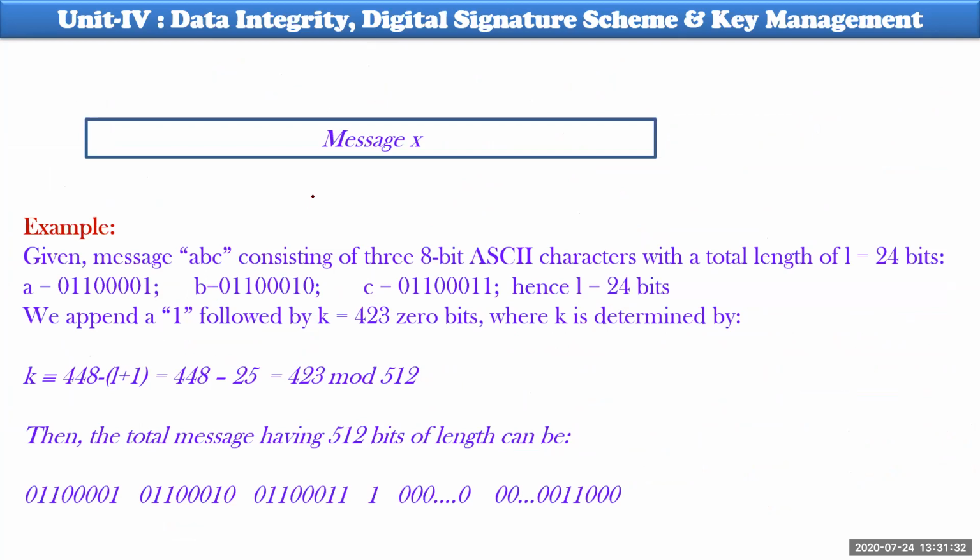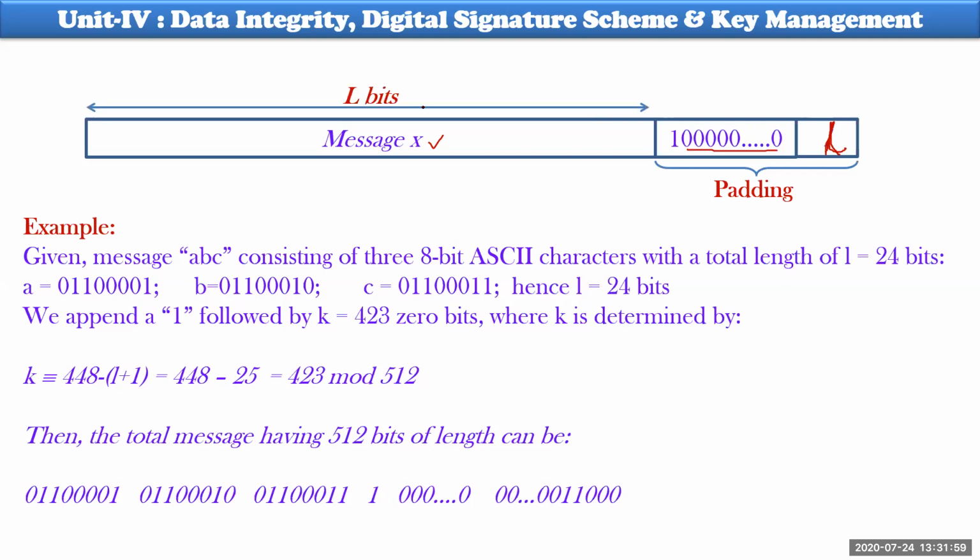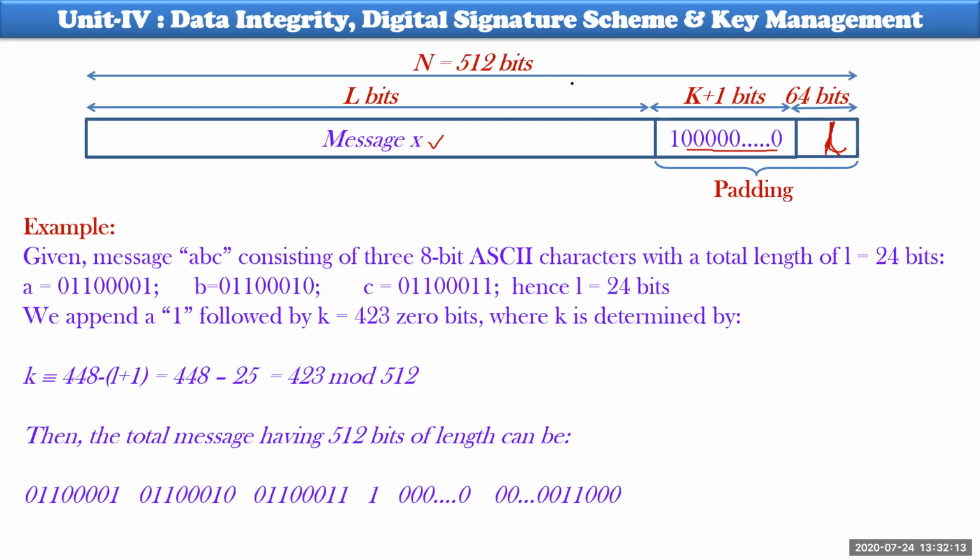Let us have a look here. This is your actual data, the message. And you add one followed by several zeros. And here the length is L. Don't consider it as E1, this is L. The length of that particular message will be stored here. Then this is actually the padding. And this is L bits of actual message. And this is K plus one bits which are added based on your plain text. And this is the size of your length field, that is 64 bits. Finally, N will be equal to 512 bits here.